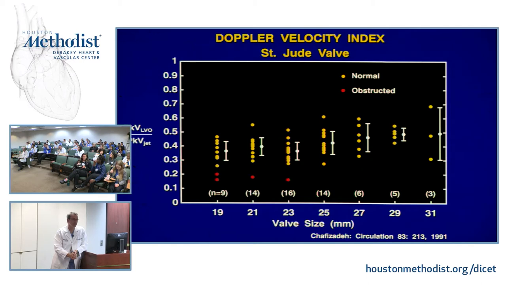TAVR valves with a mean gradient of 8 would have a DVI ratio of 0.7. In the trials of Edwards valves and CoreValves, the average was always above 0.5. But that was only up to 1 year, and they didn't include anybody who had valve dysfunction. So excluding all patients with dysfunction out at 1 year, you expect a normal to be around 0.5, at least. But if you're seeing a 0.9, be suspect. And it's usually the LVOT sample that has been positioned too close to the prosthesis, and it's pre-accelerated. Yeah, good question.